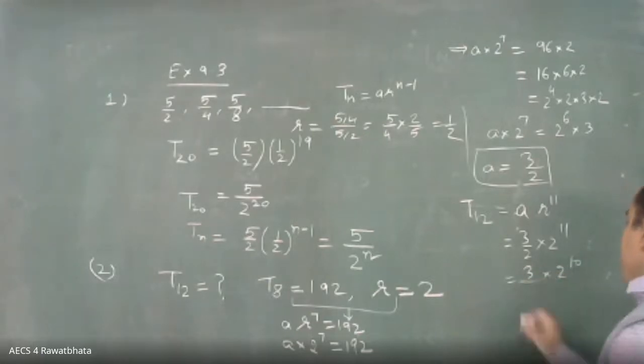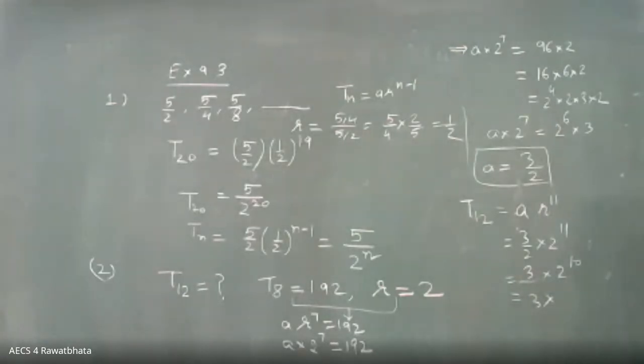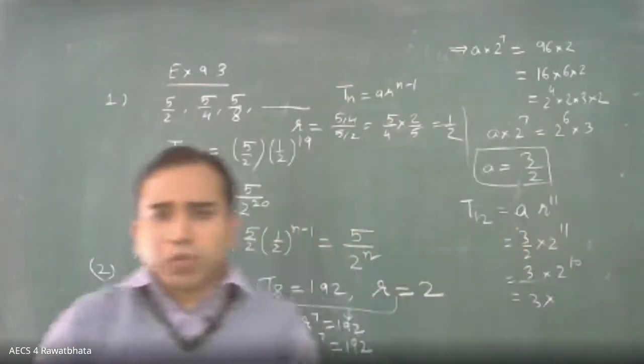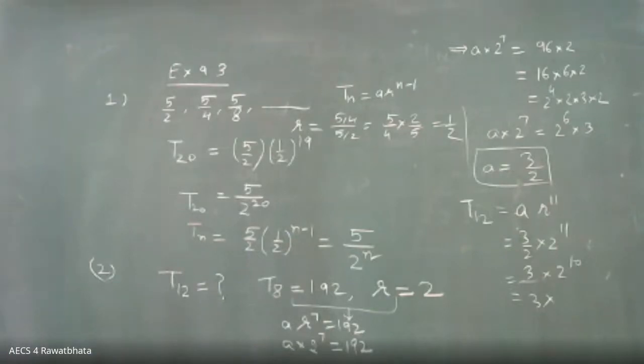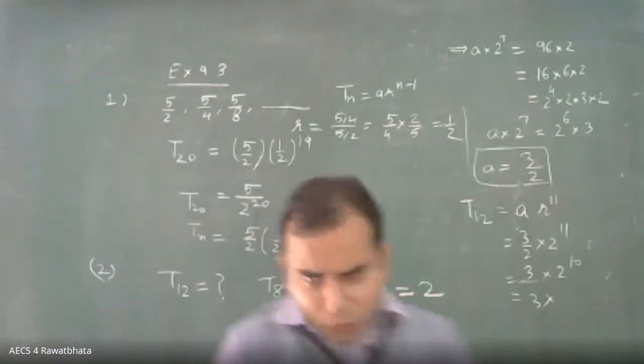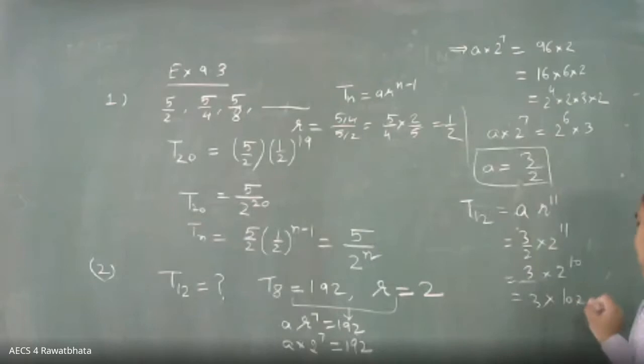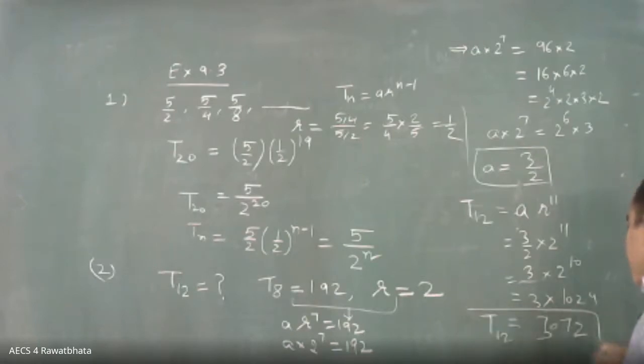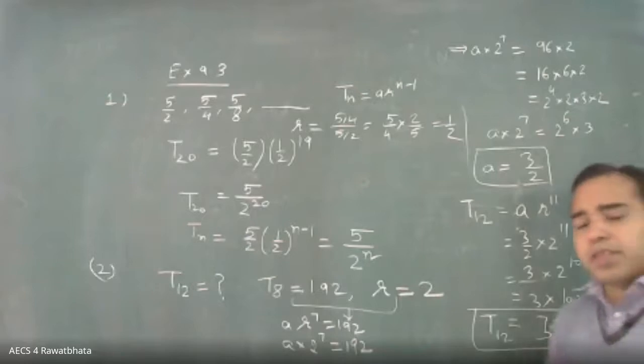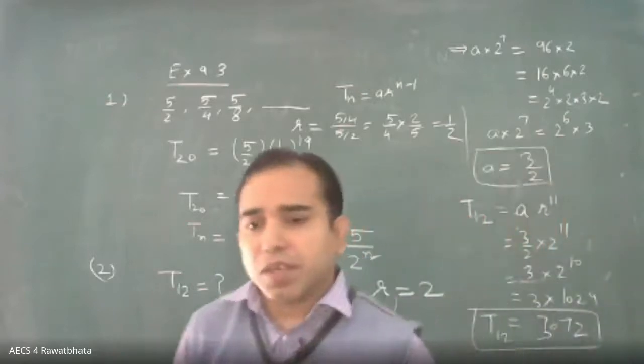Two to power 10 is how much? The favorite number of computer science students. 2 to power 10 is 1024. So the answer is 3072. This is a simple question. Simple questions should also be done.